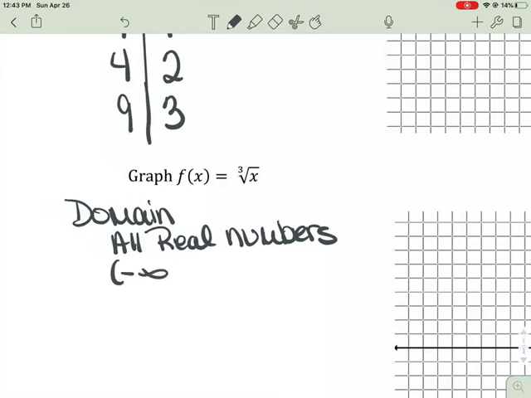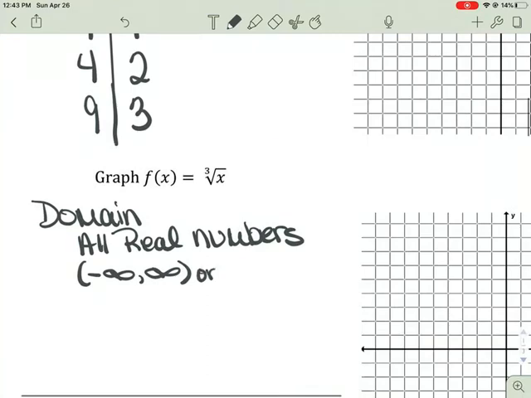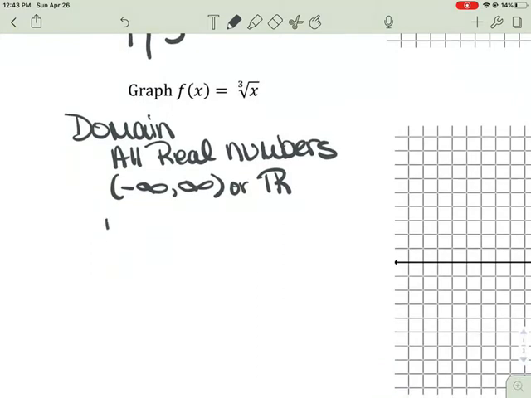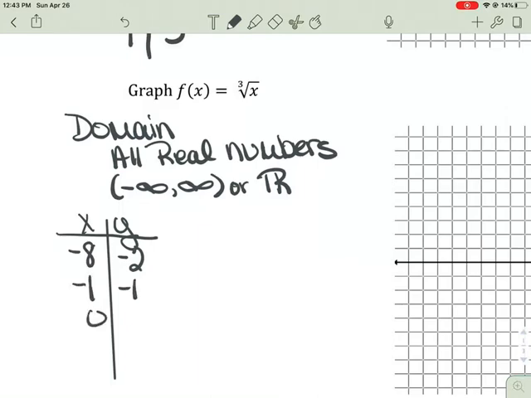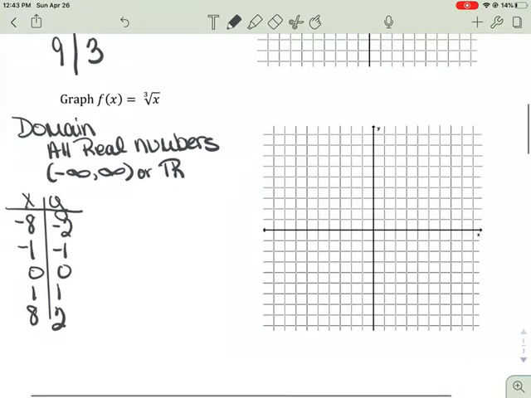Okay, so if you wanted to use the interval notation, it would look like this. Okay, and then, or you can use our funky R script. Okay, all right, so let's pick some nice numbers that we can take cube roots of. All right, so we are going to do negatives, so let's start with like -8, because that's -2. -1 is -1. 0 is 0. 1 is 1, and let's do 8 and 2. Okay, so that gives us a nice selection of numbers.